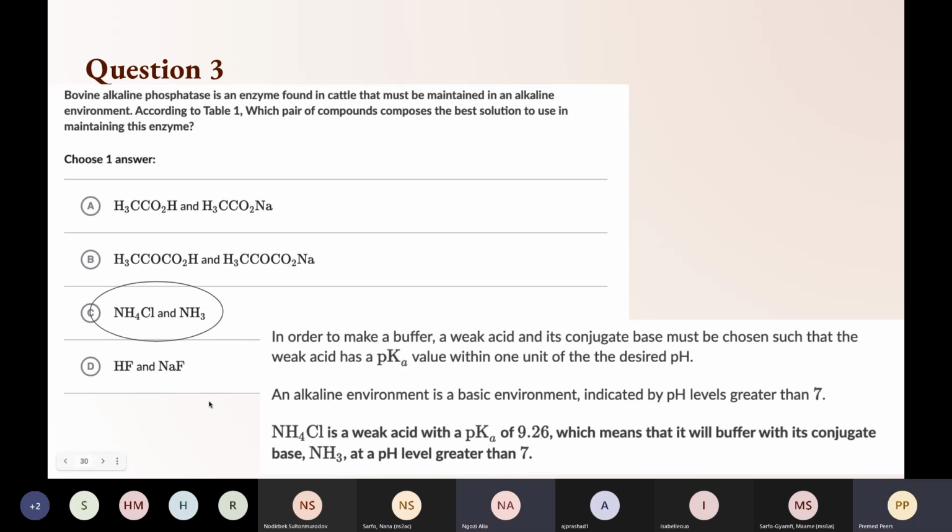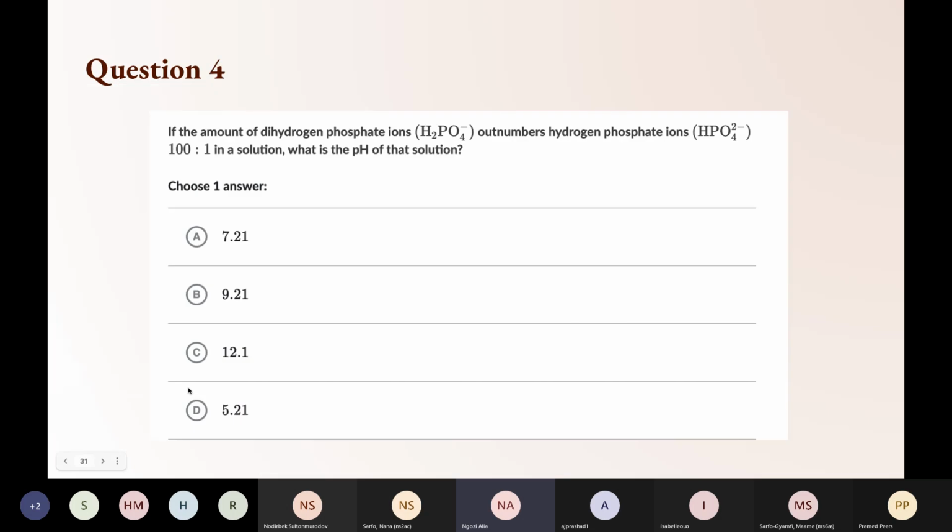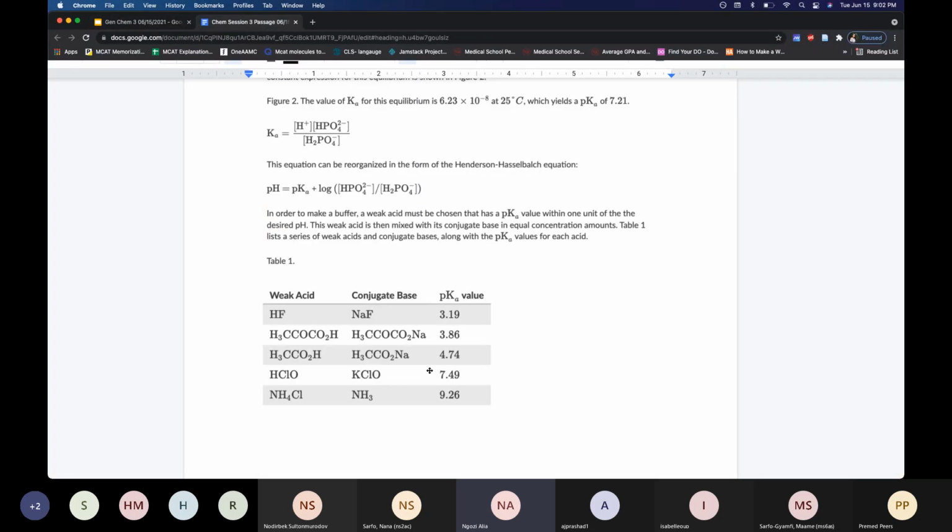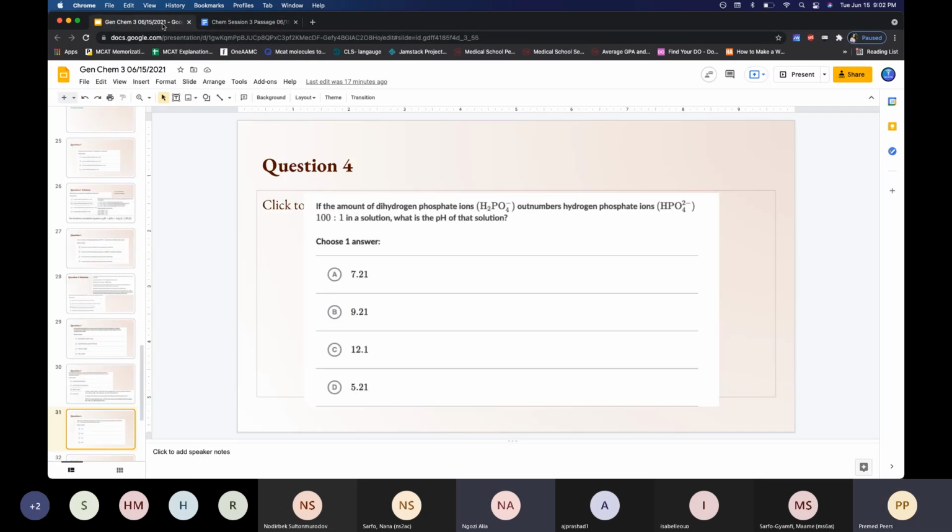Could you repeat how you got that answer? So how did you conclude that it was C? Because I understand that we need an environment that is alkaline, so we want something that's basic. So I'm assuming the higher the pKa value, the more basic an atom is. Yes. So that's what we wanted to look at, and here we saw that the pKa value was 9.26 for here. Does that make sense? Yes.